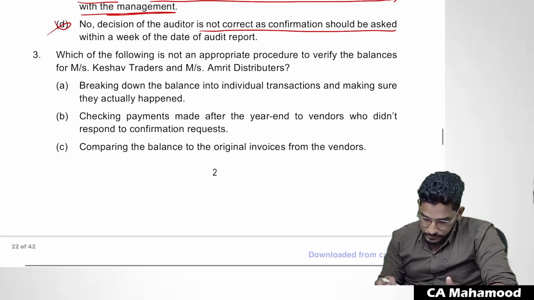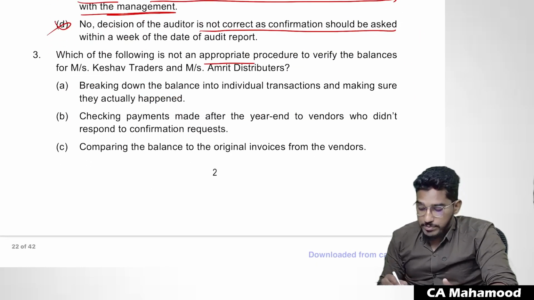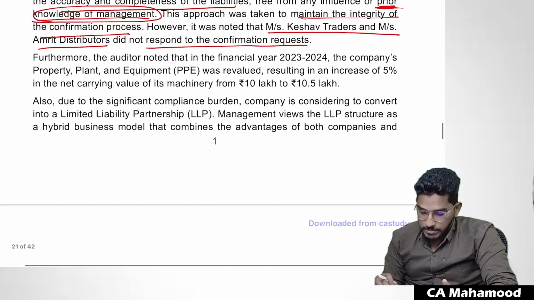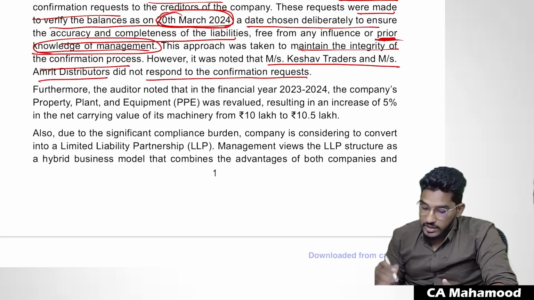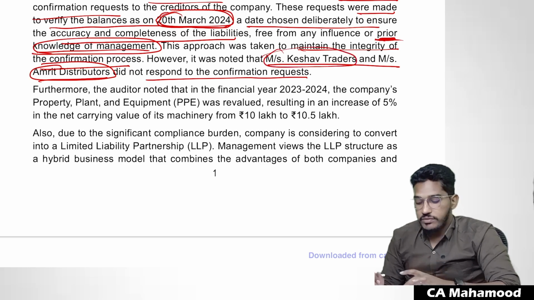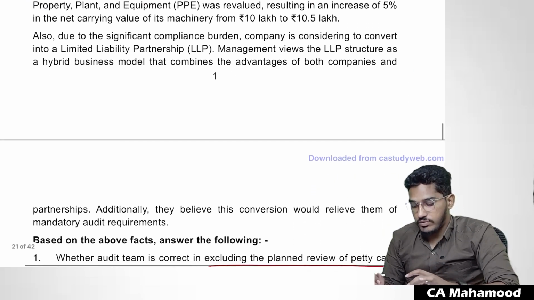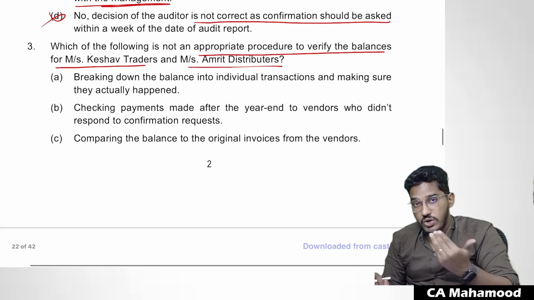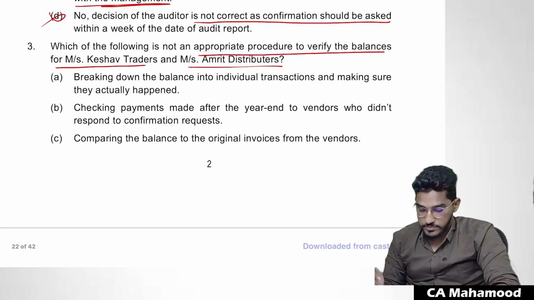Next. Which of the following is not an appropriate procedure to verify the balances of Keshav and Amit distributors? Now, if you come back to the case study once again, the auditor sent the confirmation request, but two third parties did not respond. Amit did not respond, and also Keshav traders did not respond. So if you don't get a response from the third party, what you should do? You should try to perform alternative audit procedures. Now they are telling which is not an appropriate alternative audit procedure.